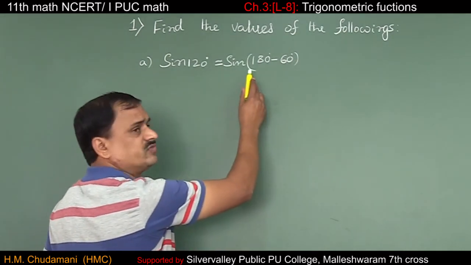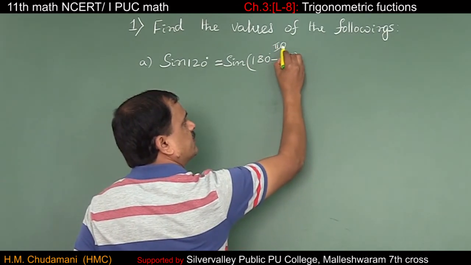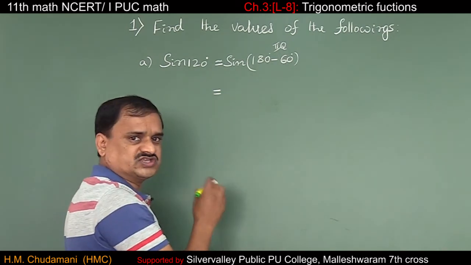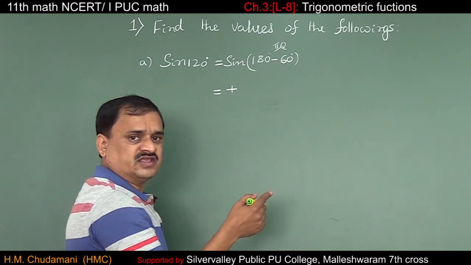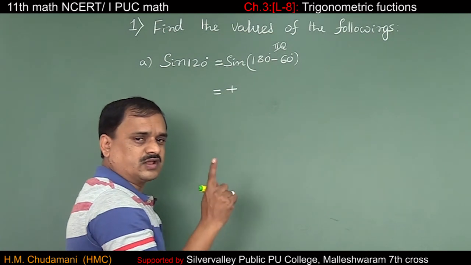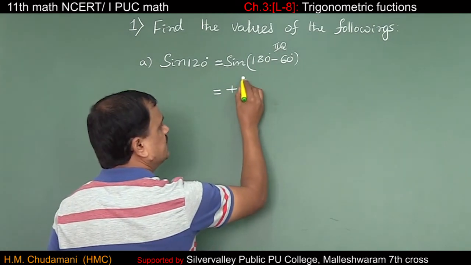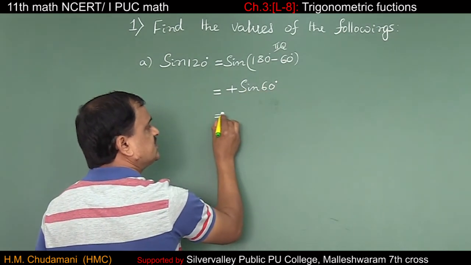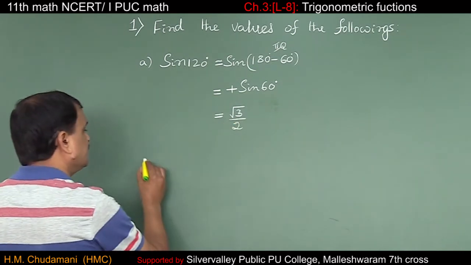This is of the form sine of 180 minus theta, which lies in the second quadrant. In the second quadrant, only sine theta and its reciprocal cosecant theta are positive. 180 is an even multiple of 90, 2 into 90 is 180. For even multiples, trigonometric functions remain the same. That's why sine 60 degree. What is sine 60 degree? Root 3 divided by 2.